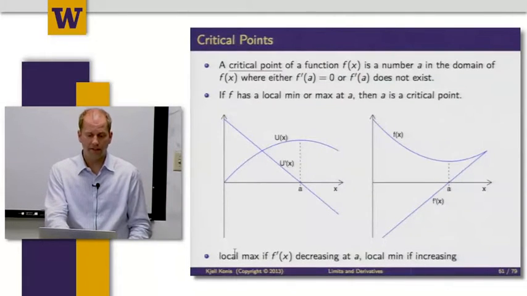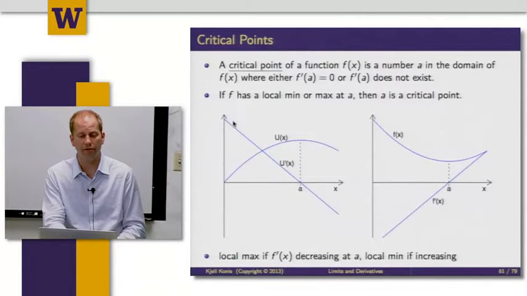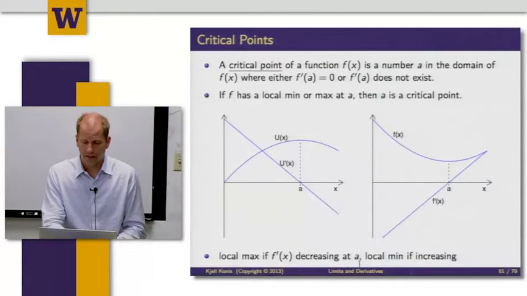The lesson we want to take away from this is: if f prime of x is decreasing at A, so here f prime of x is going down at the point A, then I have a local maximum. So the function looks like the top of a hill. If it's increasing, so here the derivative is increasing when I hit the critical point, then I have a local minimum.